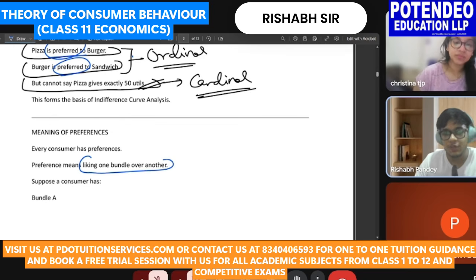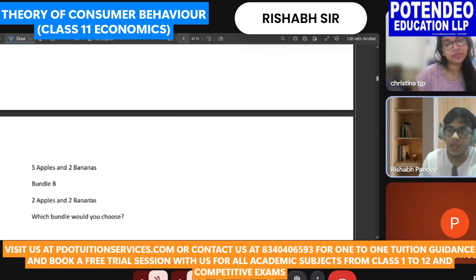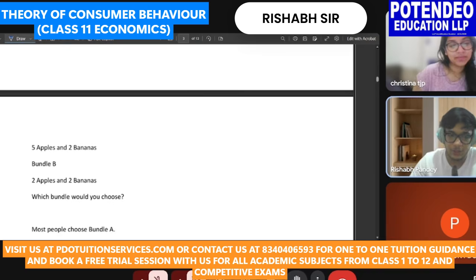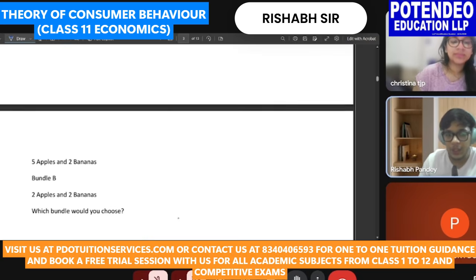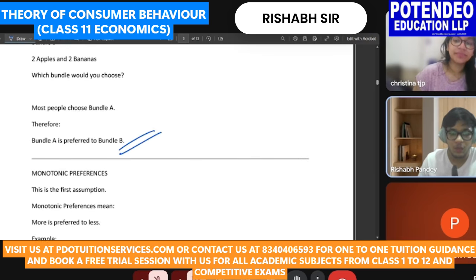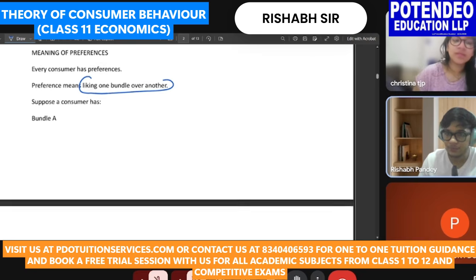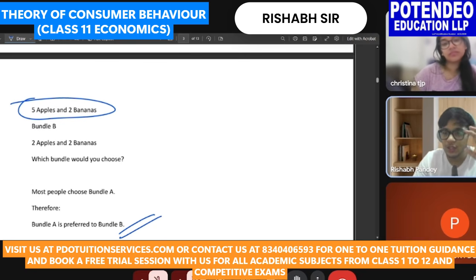Let's have an example. Suppose a consumer in bundle A has 5 apples and 2 bananas. In bundle B, he has 2 apples and 2 bananas. Which bundle would you choose, bundle A or B? Bundle A. Why? Because bundle A is preferred more than bundle B. Why? Because it has more commodity of apple. Now, this is known as preferences. I might choose bundle B, but normally most people will choose bundle A because it has a lot of things in it.